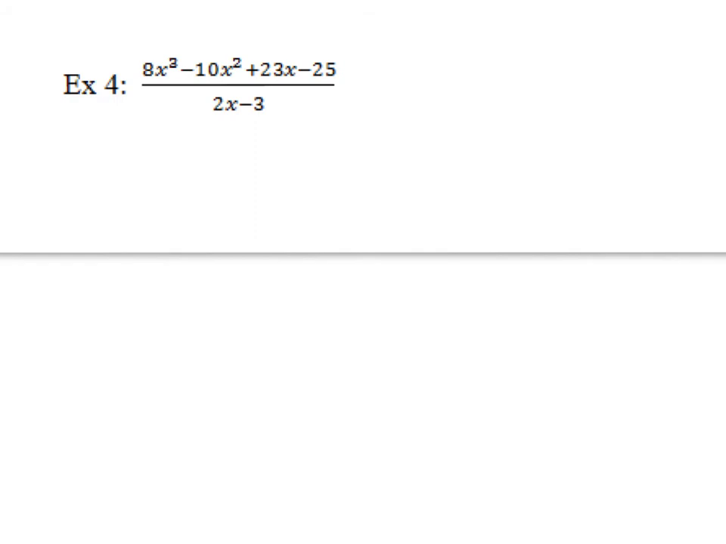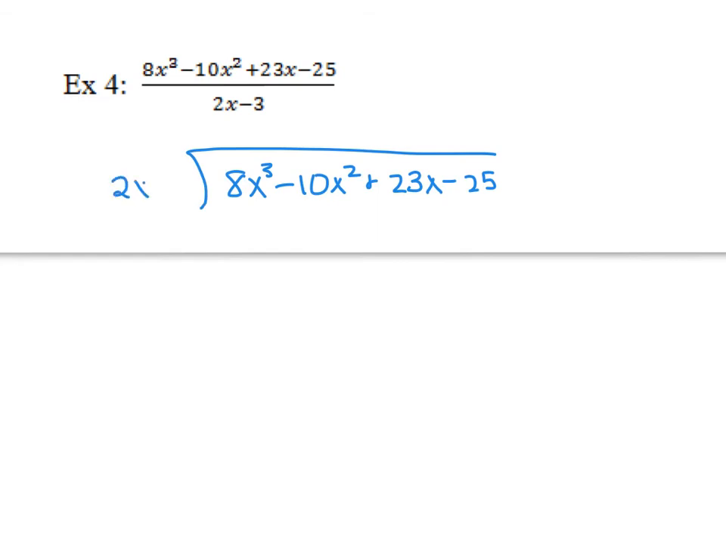Now we'll find in example 4 that this process is really no more complicated, even though I'm starting with a higher order polynomial. So this time my dividend is 8x cubed minus 10x squared plus 23x minus 25. And I'm dividing by 2x minus 3. So start with the first term, so I'm going to say 8x cubed divided by 2x. That's going to be 4x squared.